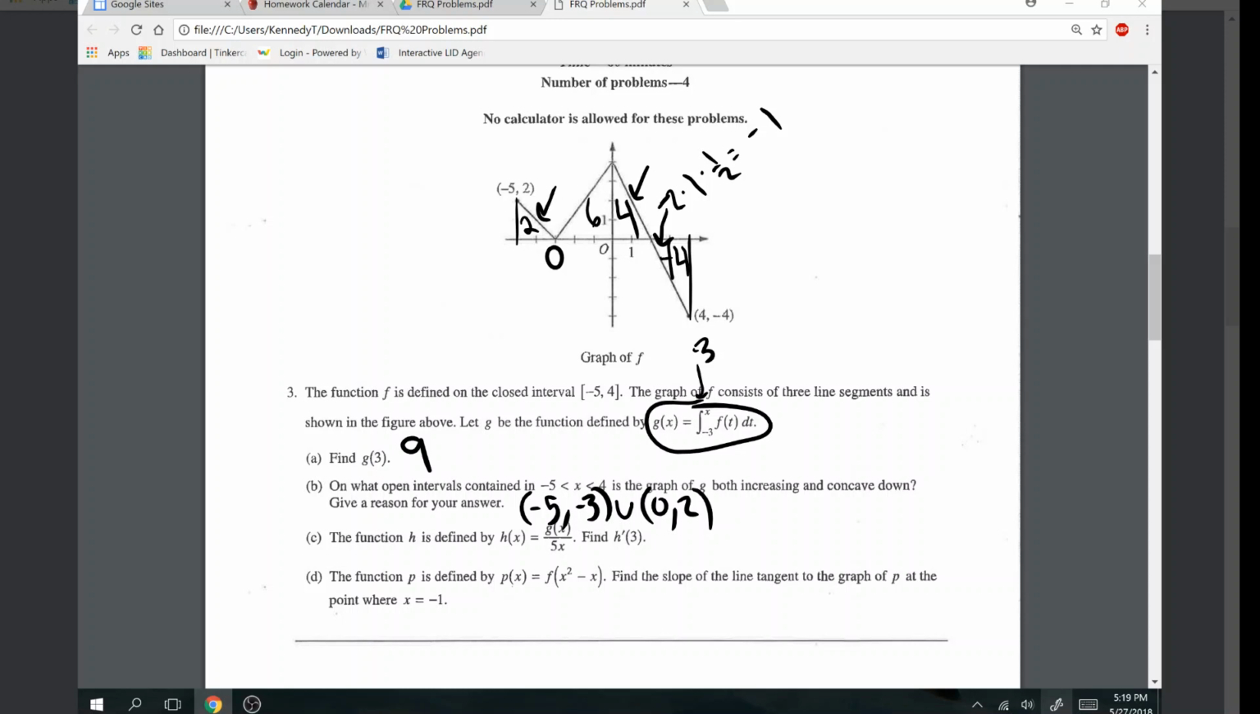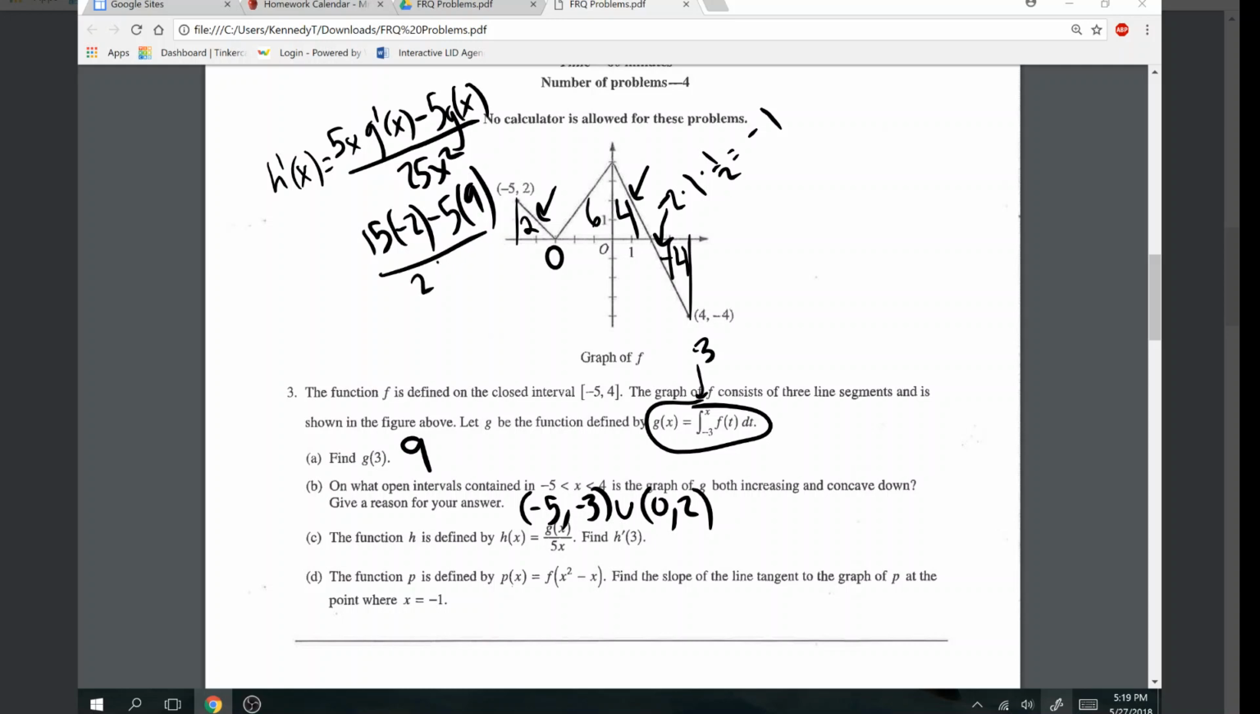Next one, we have some quotient rule things, so let's do some quotient rule. So I get h prime of x equals bottom d top minus top d bottom over the bottom squared. And then we put a 3 in there. We get 15 times g prime of 3. So g prime is f. I just look at what f is at 3, and it's -2. And then I look at -5. g of 3 is 9. We know that because we did part A. And then we just are dividing by 25 times 9. 3 squared is 9. So we get -30, -75 over 225, or -1/3.